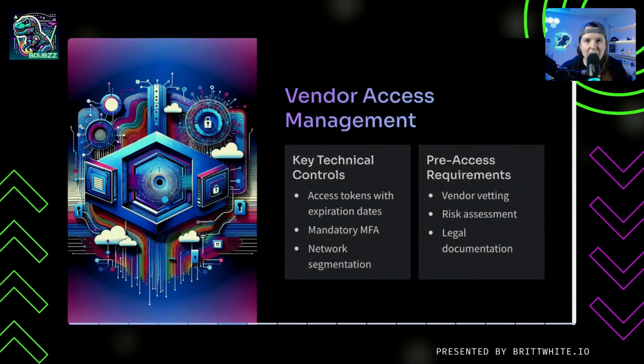Finally, implement network segmentation to isolate vendor access from critical systems, like having separate entrances and restricted areas for contractors. They can only access exactly what they need and nothing more. Before granting any vendor access, you should follow these important steps.